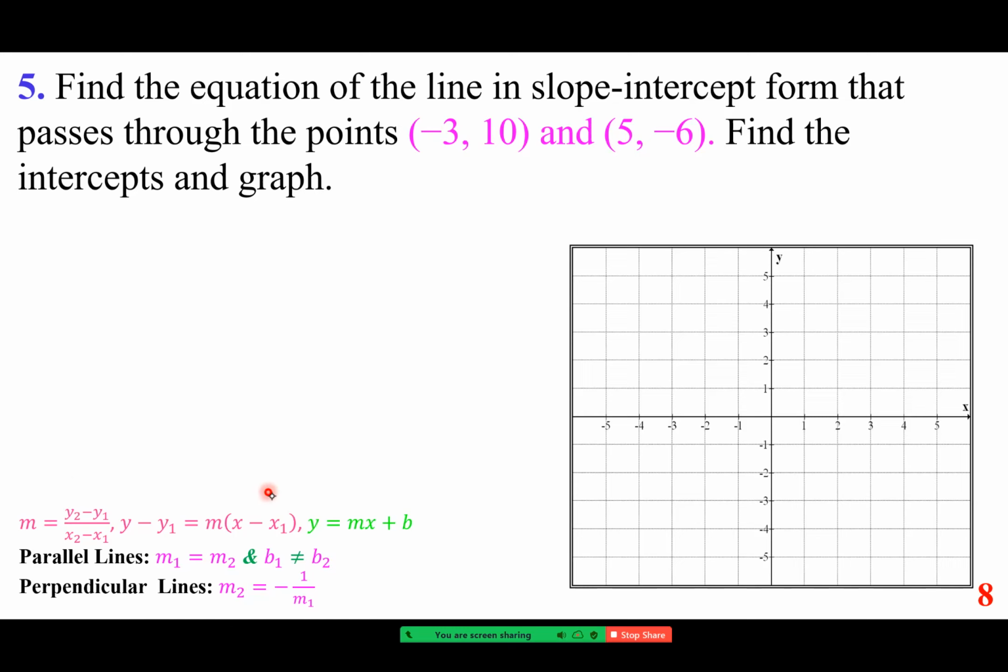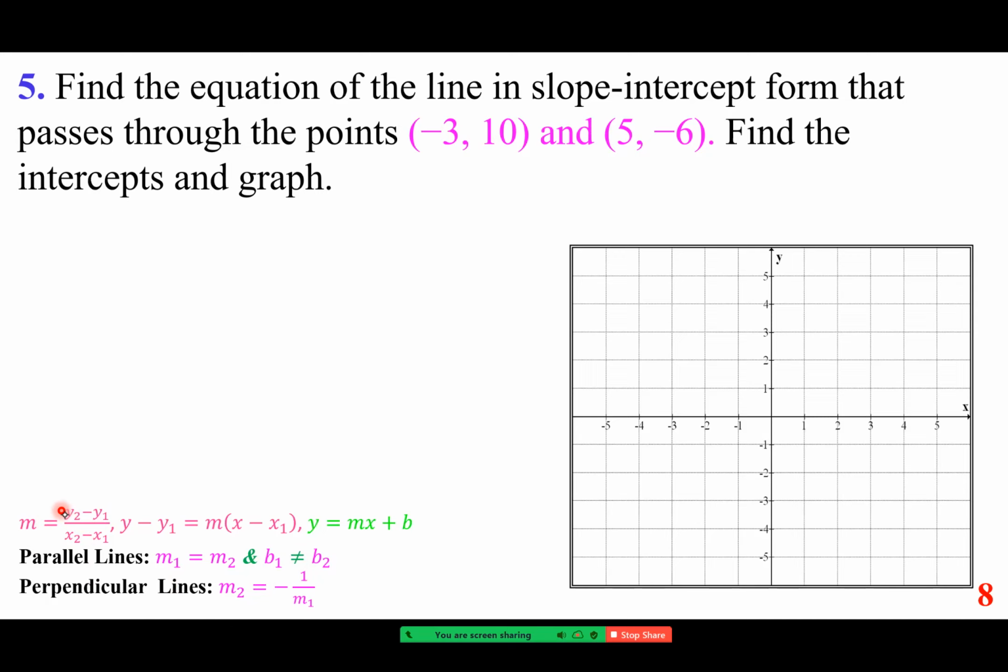The point slope in the form of y minus y1 equals m times x minus x sub 1. If we continue and solve for y, it becomes y equals mx plus b, which is in slope-intercept format. Again, I'm reminding you parallel lines have equal slopes, different y-intercepts; perpendicular lines, their slopes are negative reciprocals of each other. So what do we do? The very first thing we do is to use this formula to find the slope.